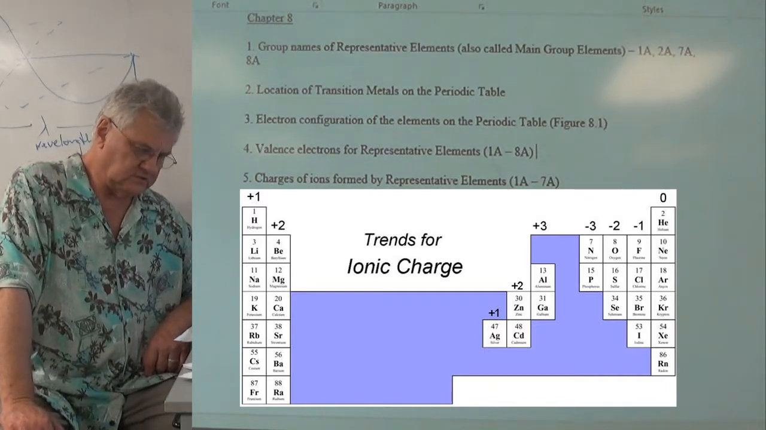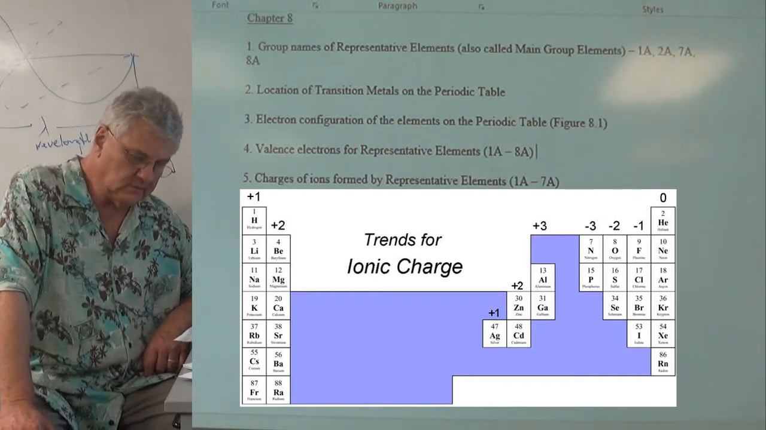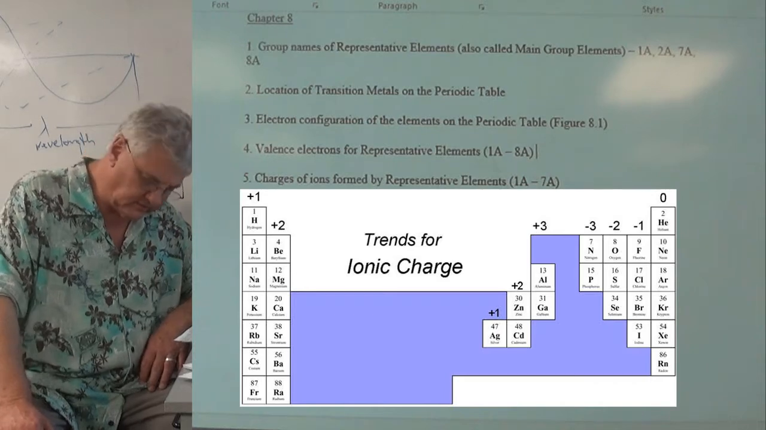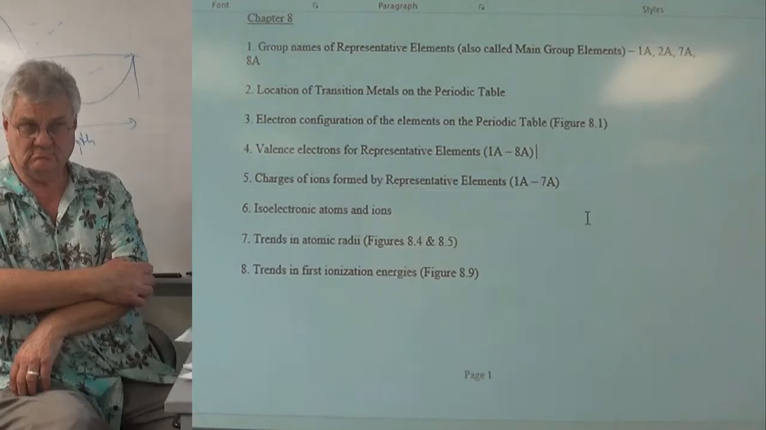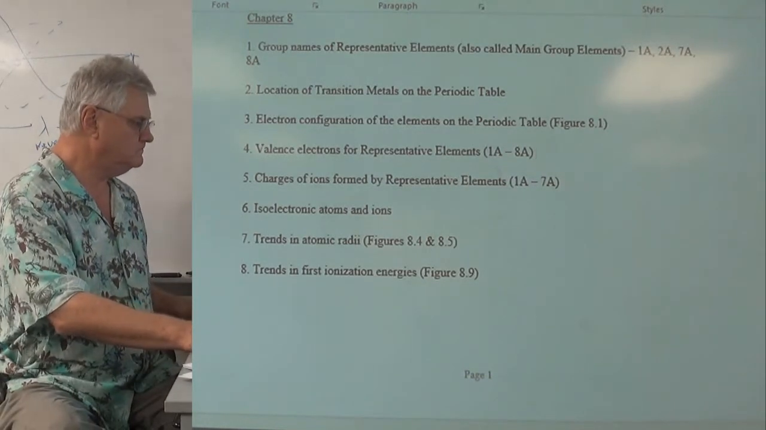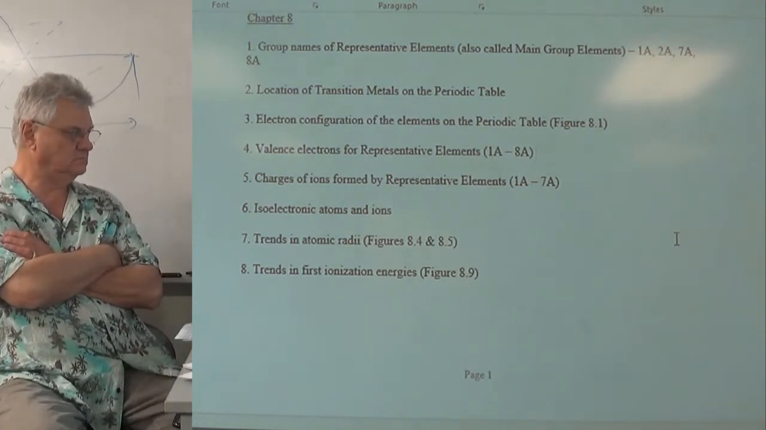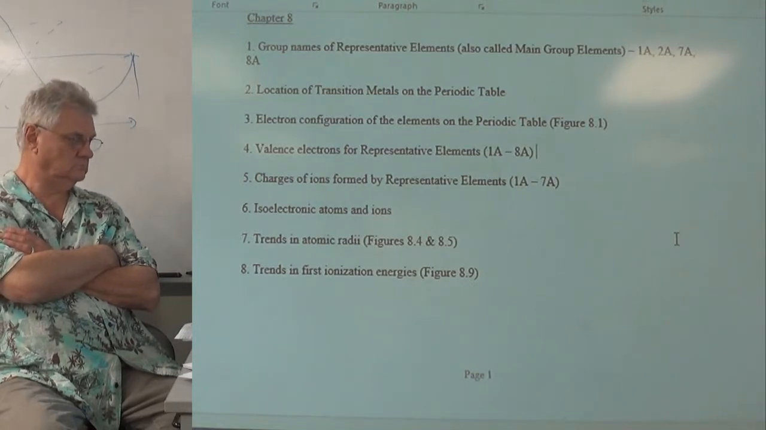What about oxygen, sulfur? What ions do they form? Minus two. Nitrogen, phosphorus? Minus three. And that's nitride and phosphide, and that's kind of where it stops. What does isoelectronic mean? The same number of electrons, the same electron configuration.